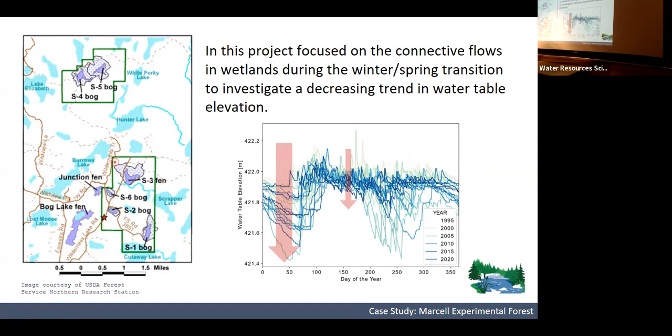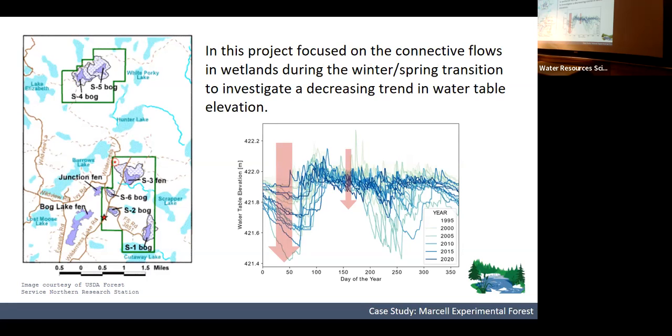One is this massive drawdown that's happening over the course of the winter. That's increasing a little bit as the years go on. And then there's this big recharge event during the spring as the snow melts. But that recharge isn't quite enough to restore the average water table elevation from the previous year. So we end up getting this slight decline over the course of the year.